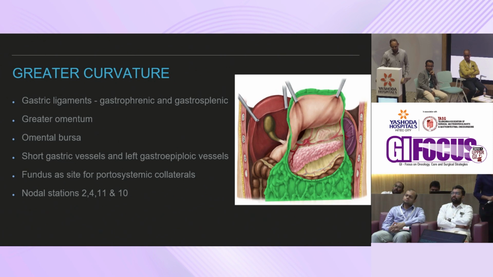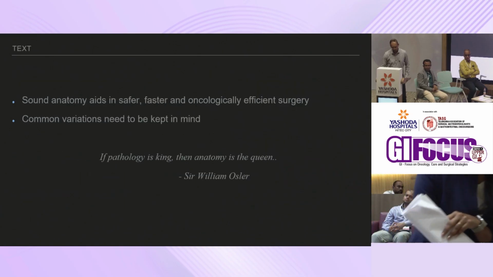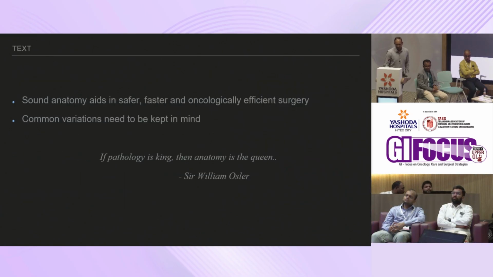And once you mobilize the greater omentum, this is where you start dissecting your station 2 and station 4 nodes, as well as the splenic hilum nodes and also the proximal splenic nodes. So sound anatomy aids in safer, faster, and oncologically efficient surgery, and commonly seen variations should be kept in mind during surgery.